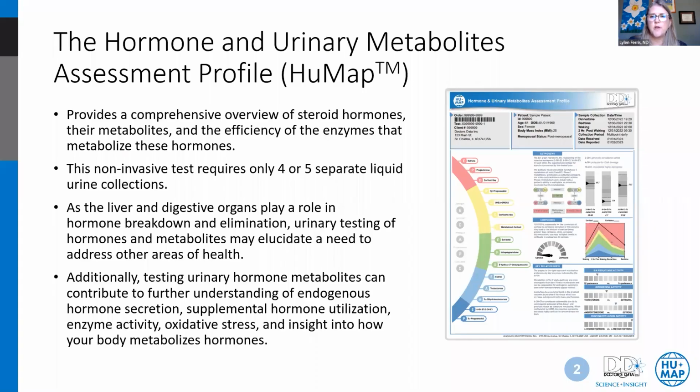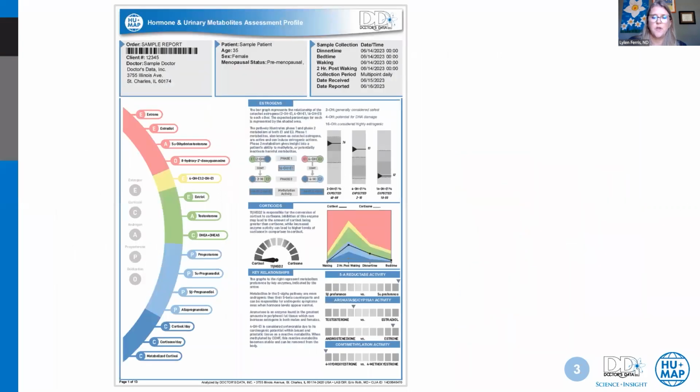The Hormone and Urinary Metabolites Assessment Profile is a comprehensive profile that might feel cumbersome at first. I want to take some time to walk you through how to read this report. The first page of the HuMap is the summary page. I know it looks busy, but that's because we wanted to provide you with the most relevant markers on the first page. This summary page highlights all of the most clinically actionable information in the report.